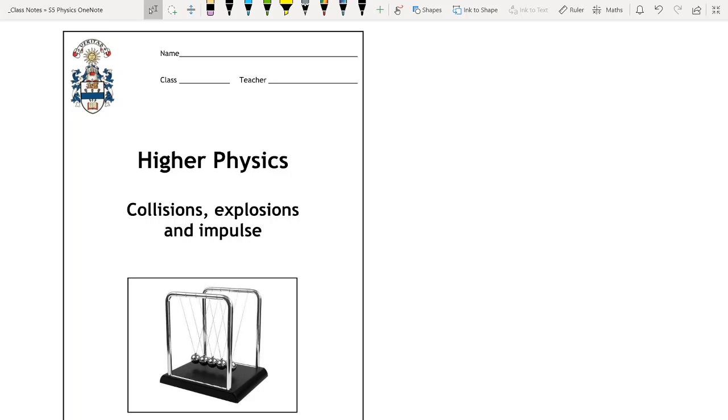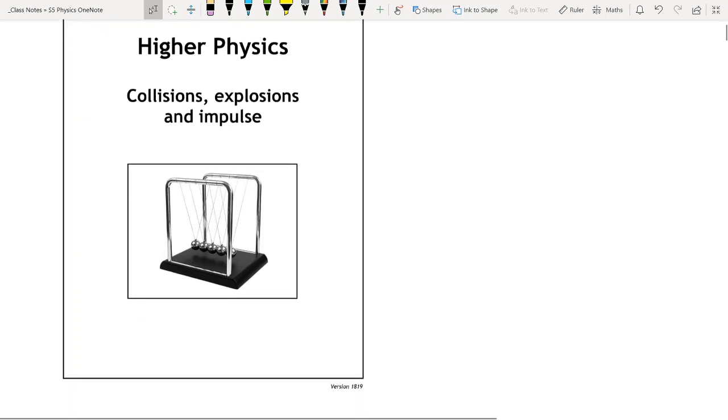Okay, your new booklet is on collisions, explosions, and impulse. I wouldn't get too excited, it's not the same explosions as chemistry, although they do use the same physics principles, but there's not going to be any sort of exploding bombs or anything like that in this class.